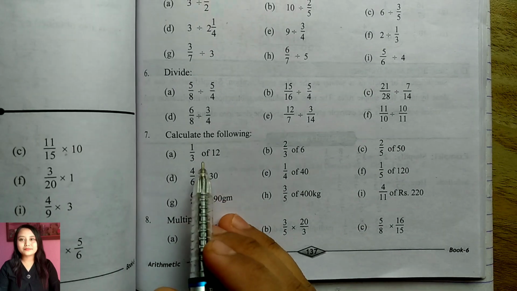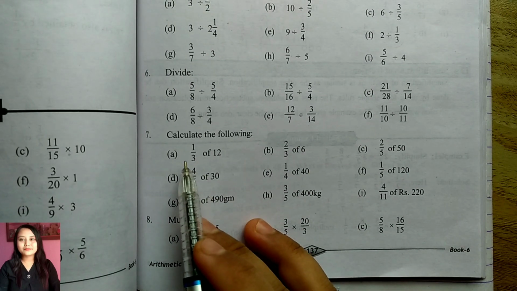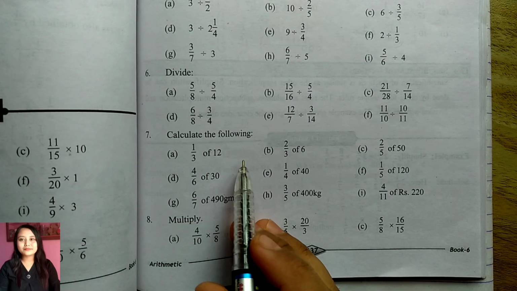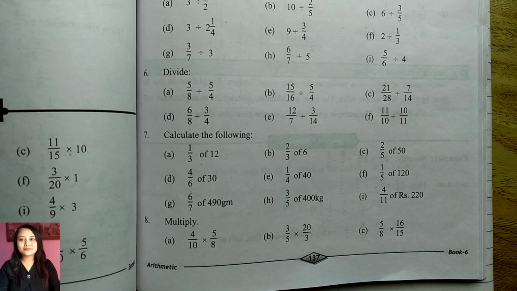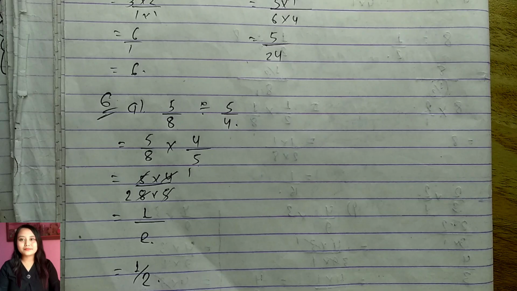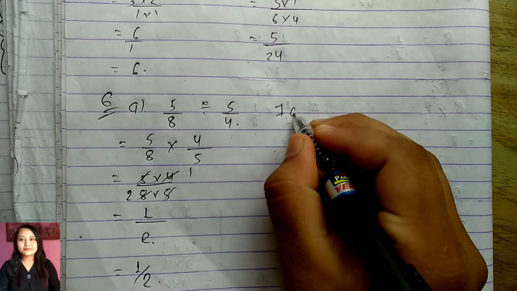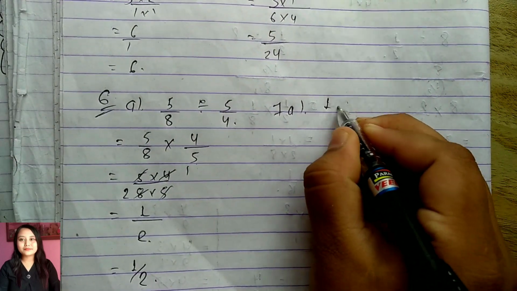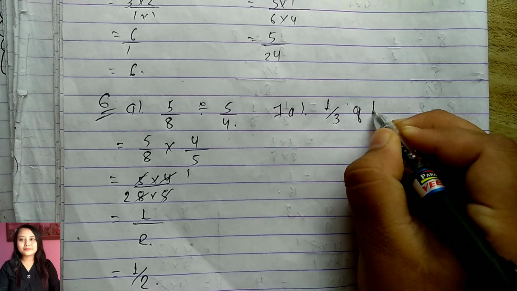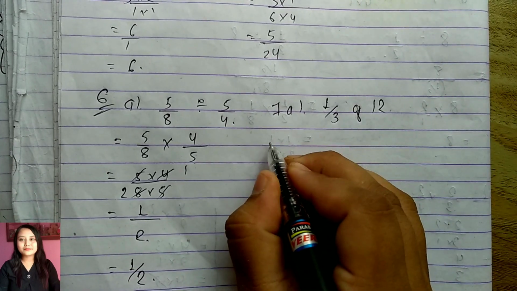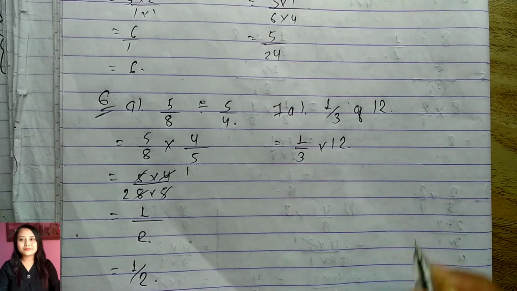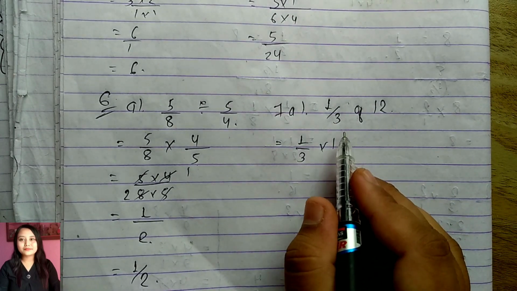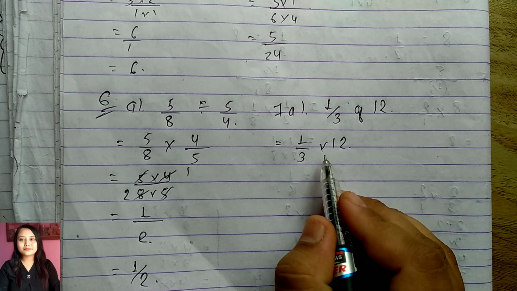Now in question number 7 you can see that it's written 1 by 3 of 12. Of means nothing, it's simply a multiplication sign. Now let's see how to do question number 7a. In 7a it's written 1 by 3 of 12, so it simply means 1 by 3 into 12. There is no difference. So if there is of, then that will be multiplication.